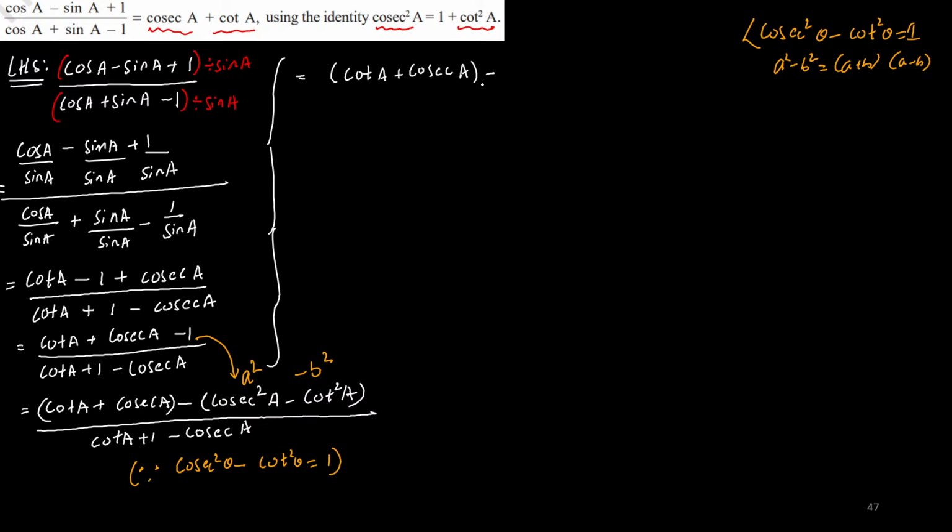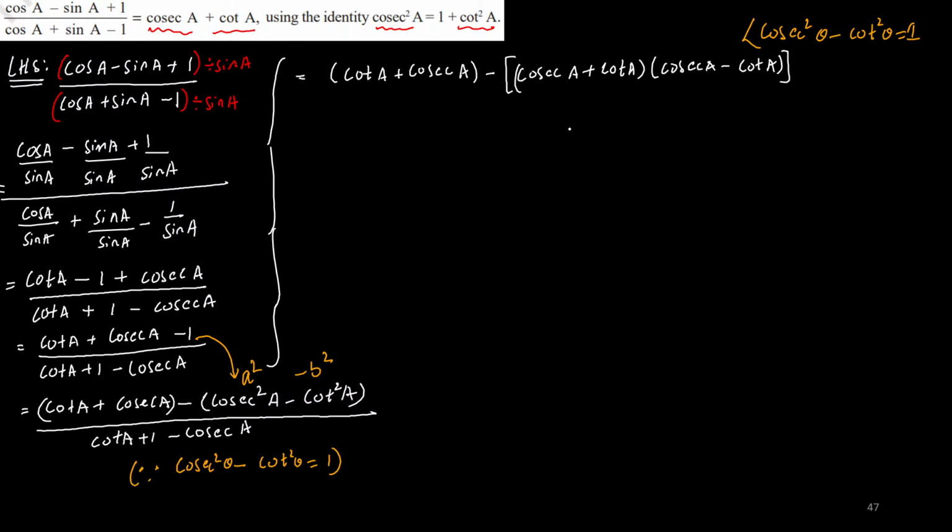Now it is a square minus b square. What is a square minus b square, children? A plus b and a minus b. So I will write this as cosec A plus cot A in one bracket, then cosec A minus cot A in another bracket.